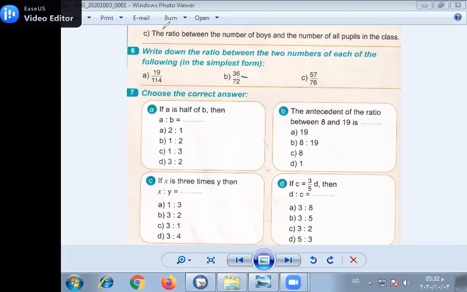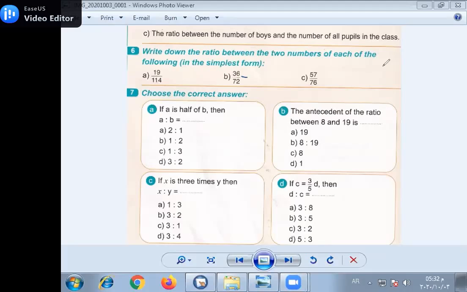57 is divisible by 3, but 76 is not. 57 is divisible by 3. I agree with you because 5 plus 7 is 12.